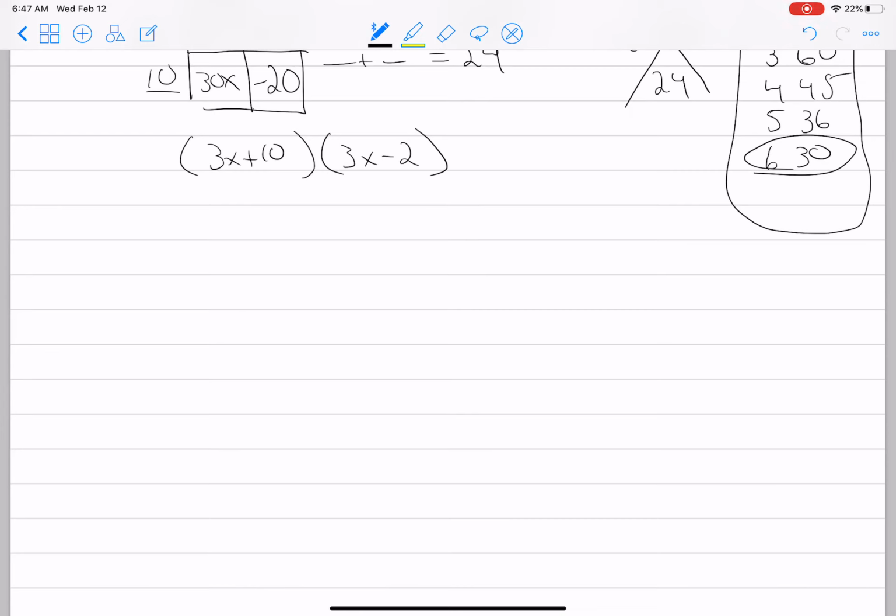Let's move on to example 2. And again, this is just practice. Let me see what's my next question. It says 10x squared minus 3x minus 18. Okay? So now again, I'm looking for a GCF, but nothing goes into 10, 3, and 18. So go straight to my area model again.